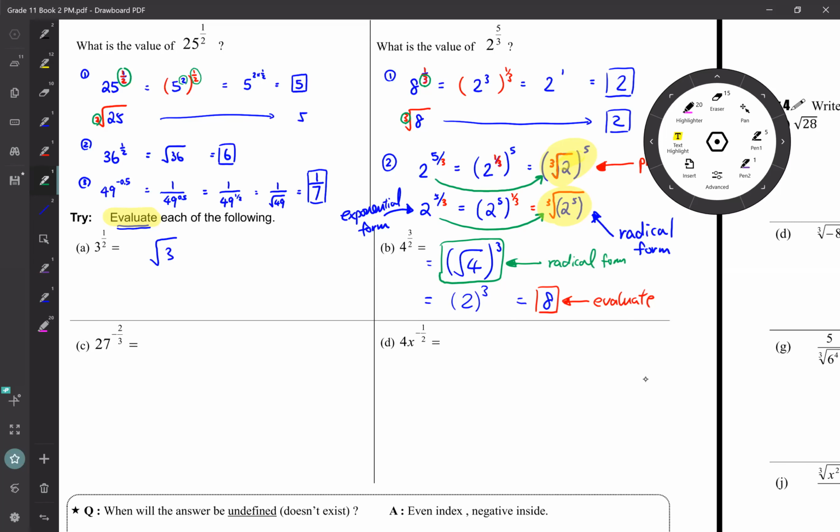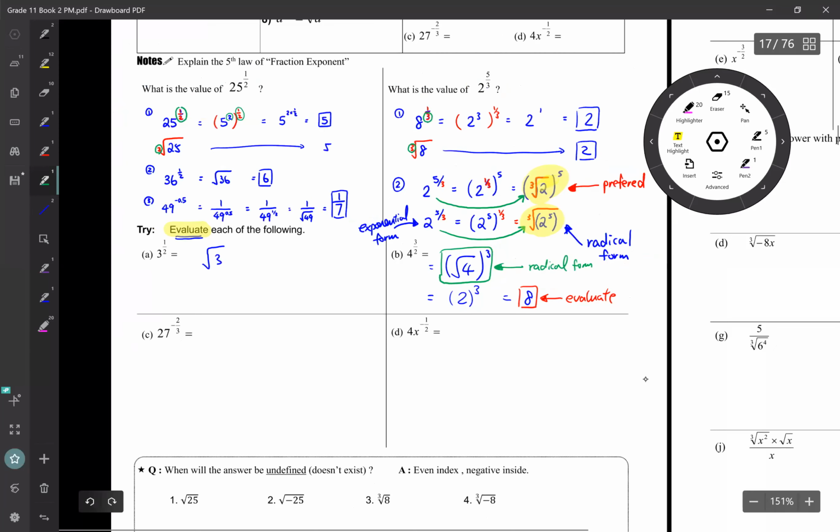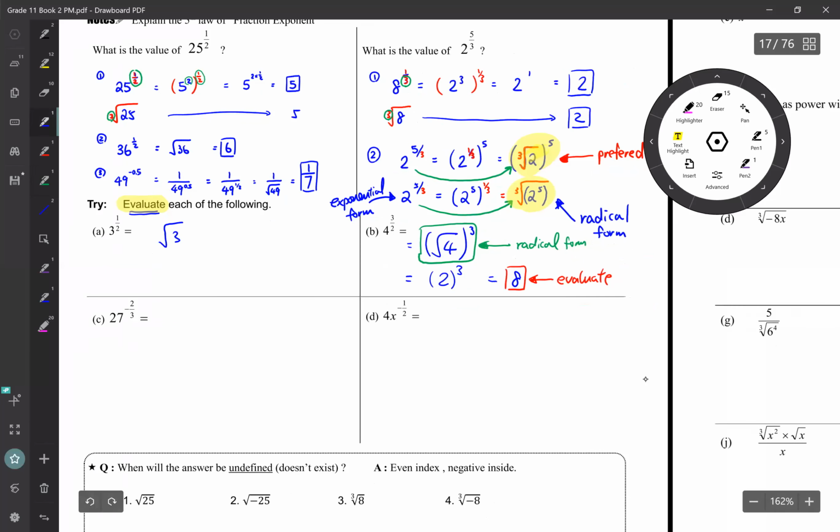In question A, there's nothing else to do, so both evaluate and radical form look the same. That's as far as you can go. Are we clear about the difference between evaluate and radical form? Make sure you read the instructions when you are doing the homework.